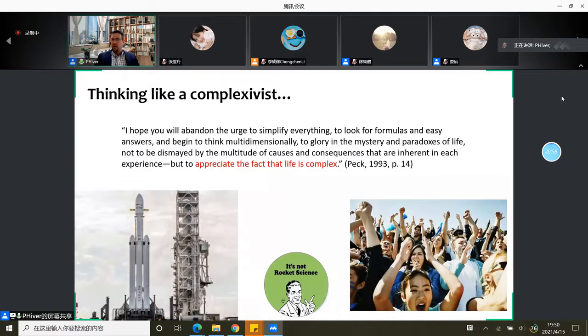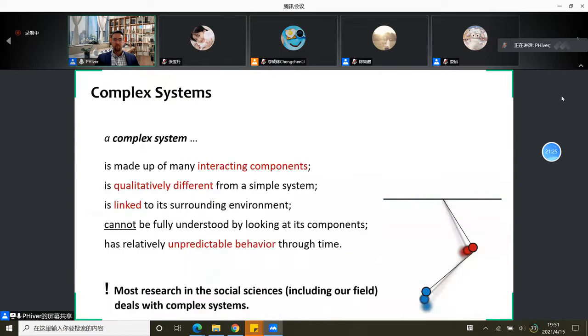Now, it's extremely challenging to appreciate the fact that life is complex when, as researchers, we've been trained and conditioned with a set of assumptions similar to that of the rocket and the moonshot, right? But studying the human social world is not rocket science. Our assumptions need to be recalibrated for the complex, dynamic, human and social world that we're studying. So let's try to recalibrate our assumptions now.